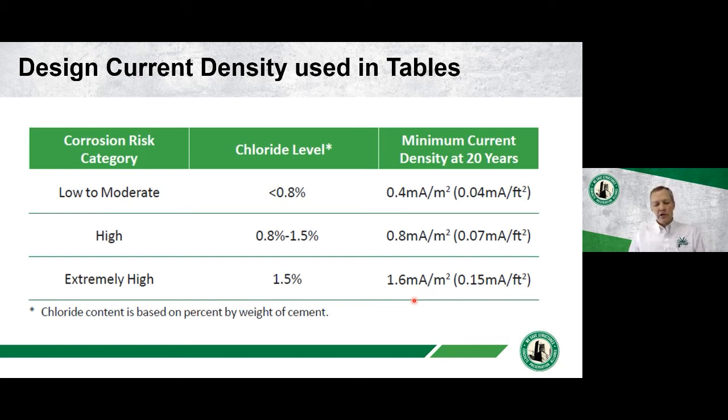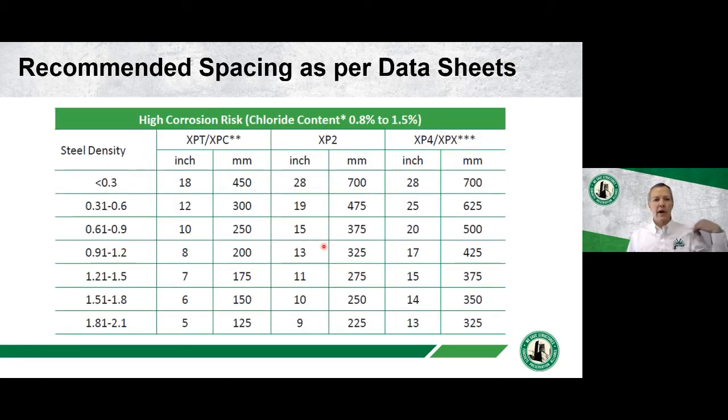So if you look at your job, you either do some pre-testing or, based on previous experience, you know what kind of chloride level you have, then you can go to the appropriate category, and there are separate tables for each one of these categories. I happen to pick, just for the example right now, the middle category, the high corrosion risk example. And this is one of the spacing charts from the data sheet. Our high corrosion risk, 0.8 to 1.5% chlorides.